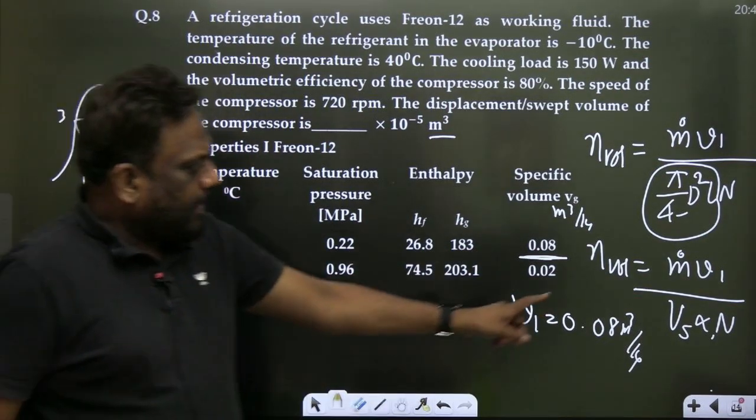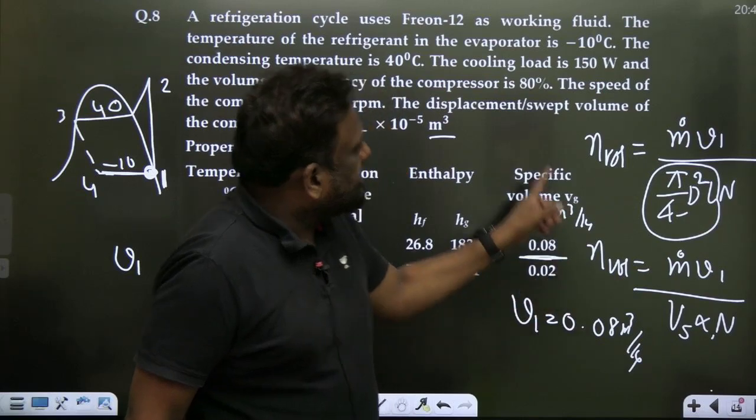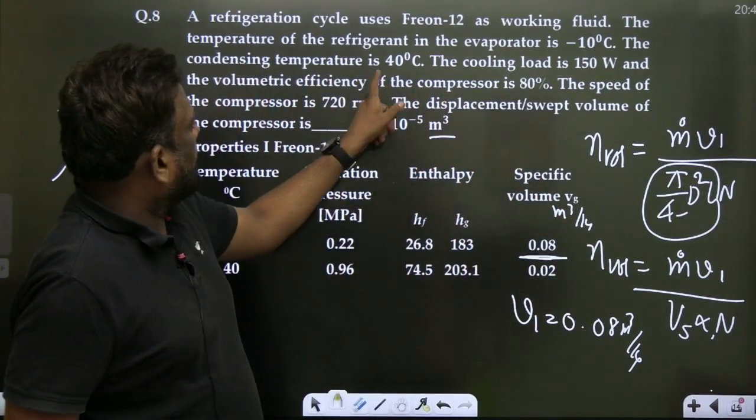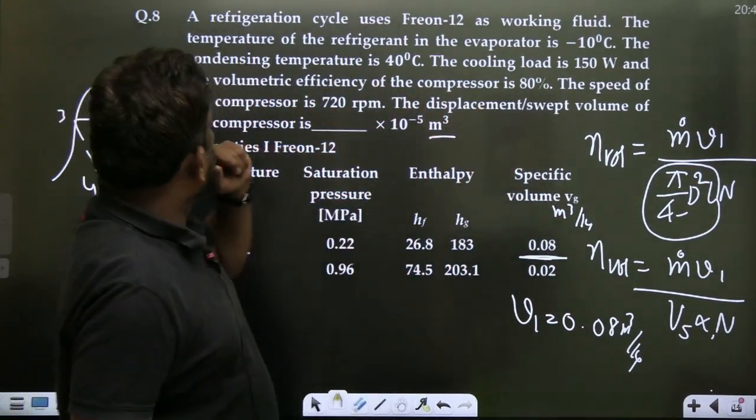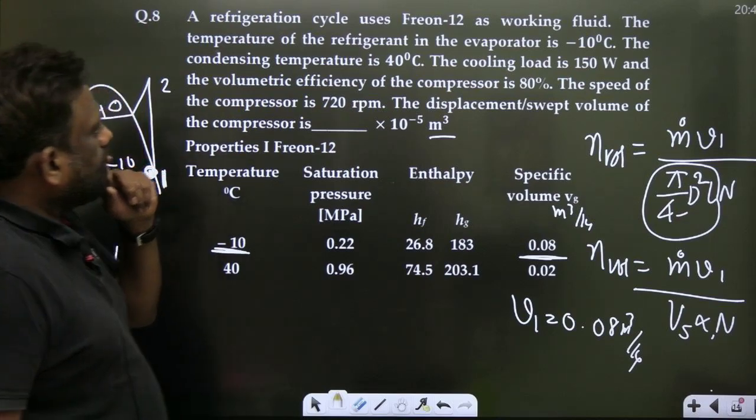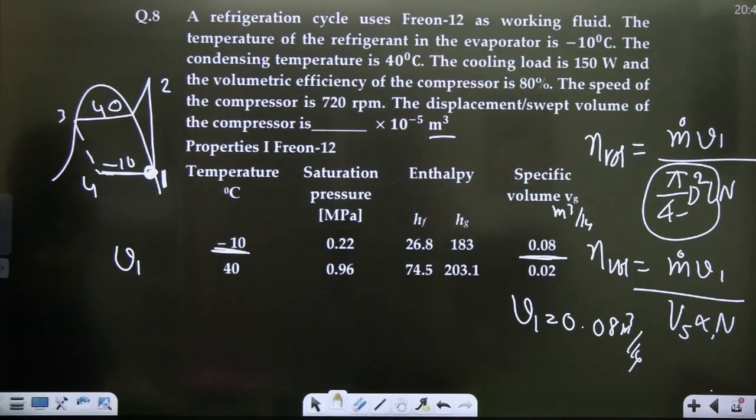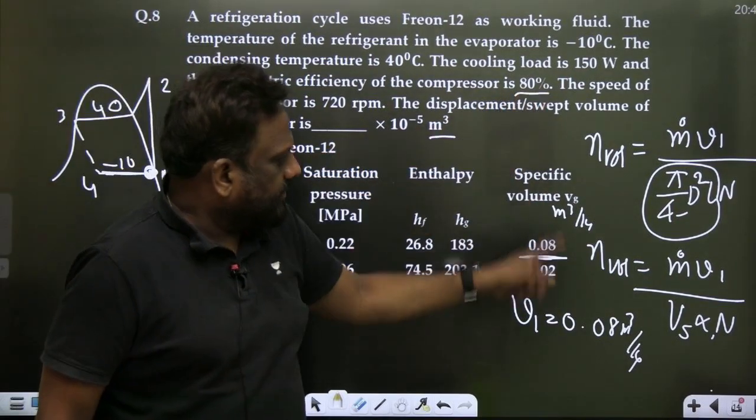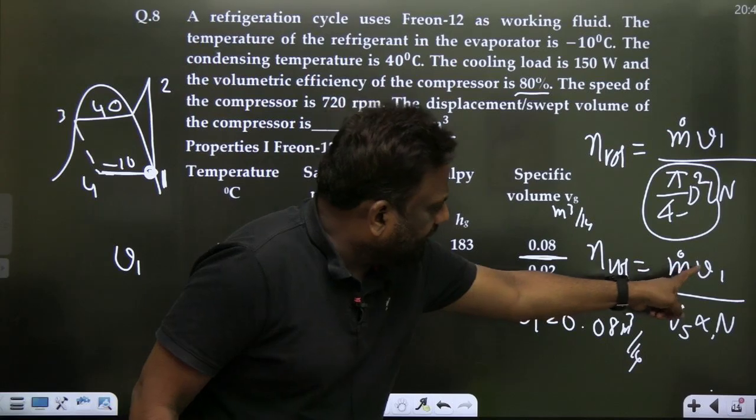No problem at all. So the volumetric efficiency is given as 80%. Where is that 80, sir? Somewhere it is given, I think. Where was it given? Yes, 80%. This is given. V1 is known.